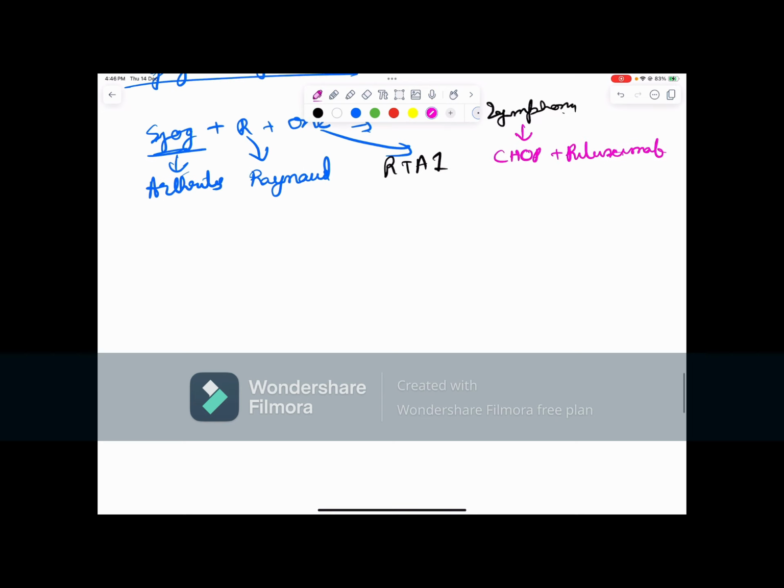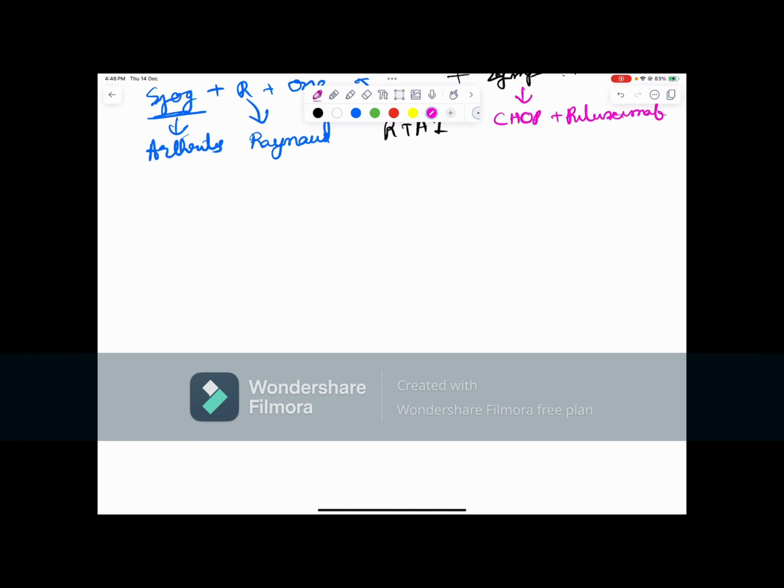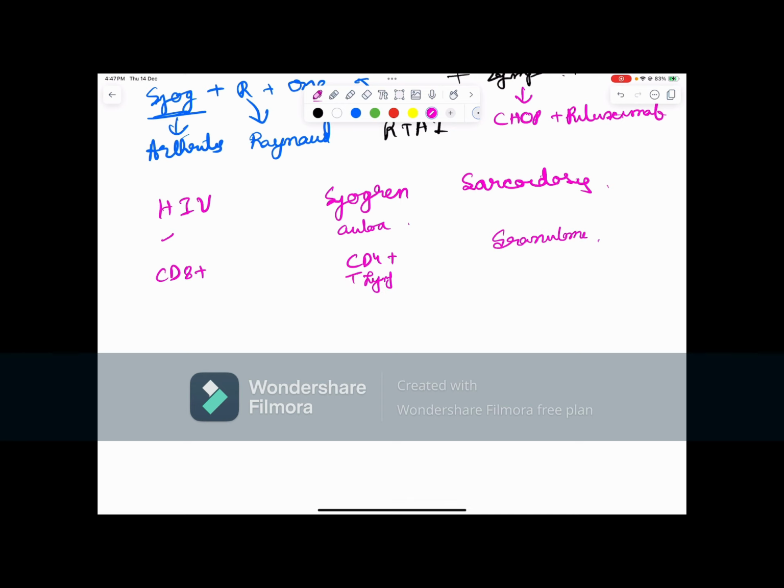Now we come on, now there is a difference table given here. Just go through. There's a table for HIV infection and Sjogren syndrome and sarcoidosis. So how will we remember? In this there is lack of antibodies, in this there is presence of autoantibodies, and there is again lack of antibodies. Now you remember that in HIV there is CD8 plus cell infiltrate, here CD4 plus infiltrate, here we have granulomas. So how will you remember that? There is CD4 plus T lymphocytes in Sjogren.